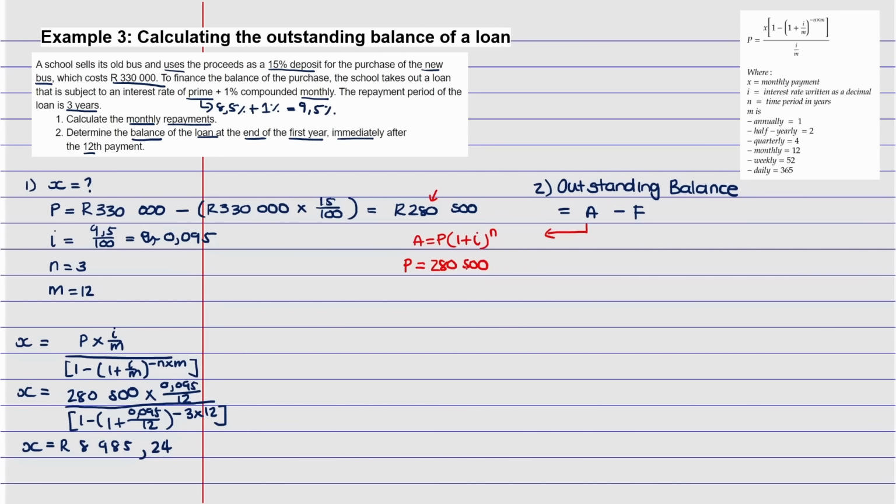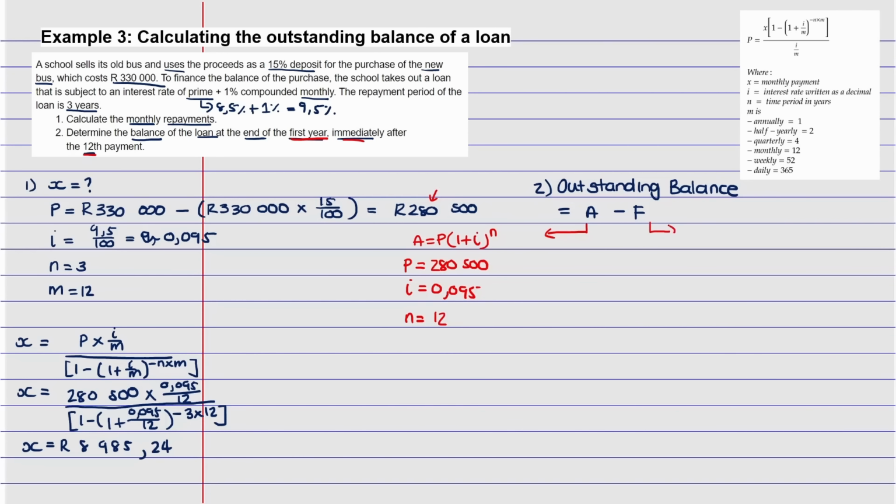And that is going to be multiplied by how much it has increased. So it's going to be i, sharing the same i as this one, 0.095. Then n here, as they said, is immediately after the 12th payment. So n is not going to be 3 years. We're looking for the outstanding balance after the 12th month. So n here is going to be 12. I hope that makes sense. So that's how you would calculate your A.